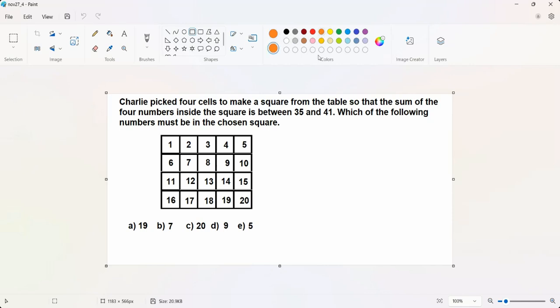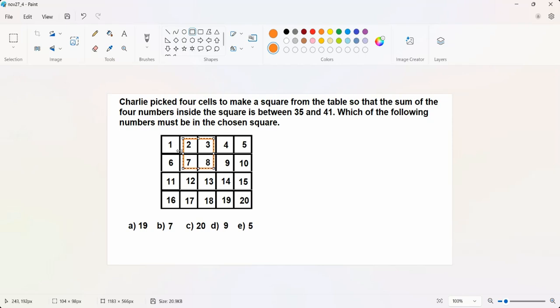So let's do this. In such cases, we'll still start with the top ones. So in this case, we have 1 plus 2 is 3, plus 6 is 9, plus 7 is 16. So 16 is not between 35 and 41. So we skip that. So if we take the next one, we'll see that it increases by 4.